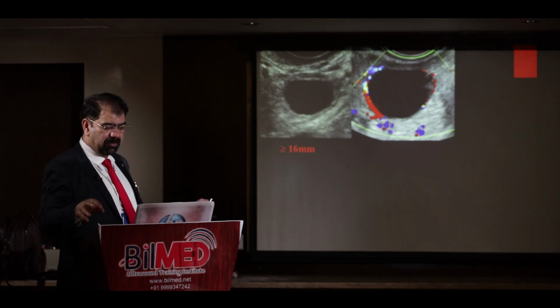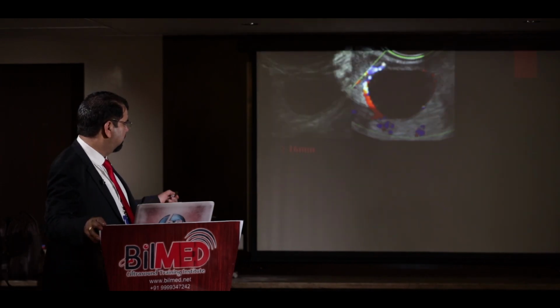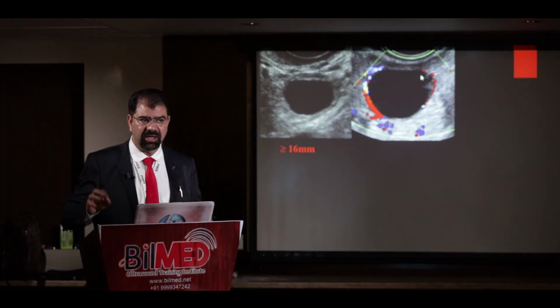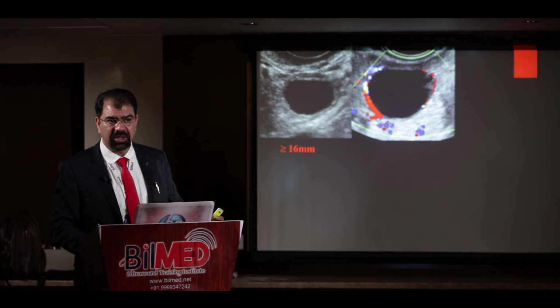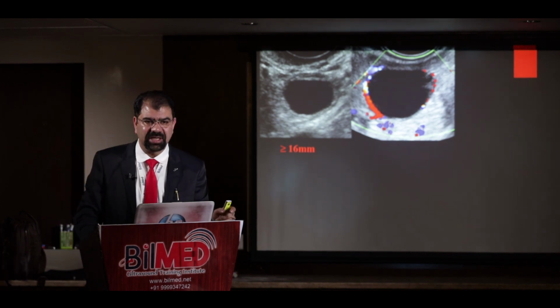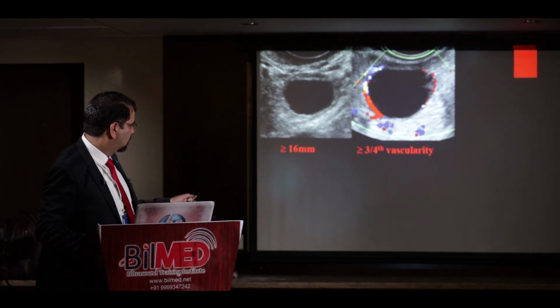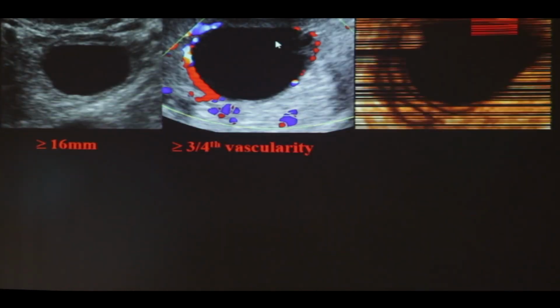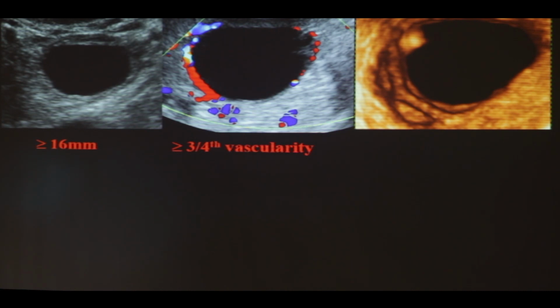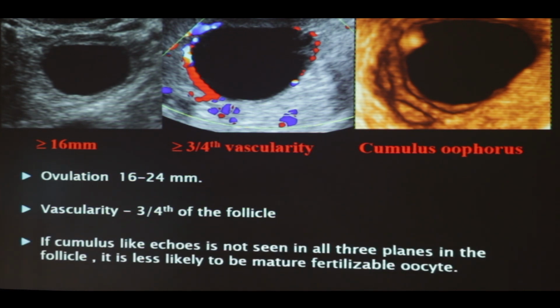So the point here is I should see about 70% vessel around the dominant follicle. On color Doppler, it will give me more than 70% of the flow around it. So this is what is written here, 3/4 vascularity, that is 70% and more. And if I see a cumulus oophorus over here, which is nothing but a matured ova, these are the signs of a matured follicle about to rupture.